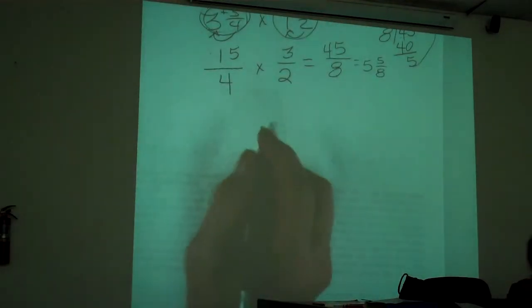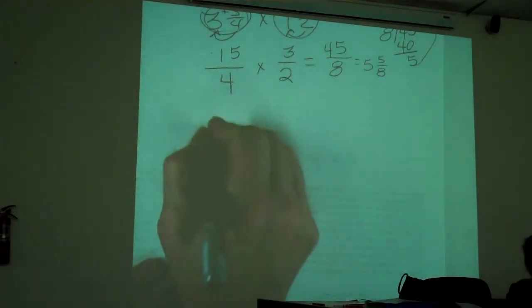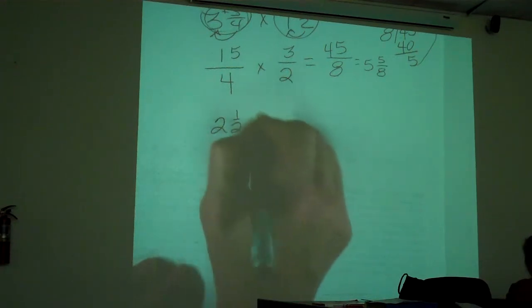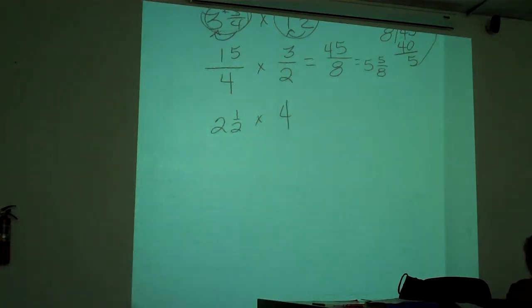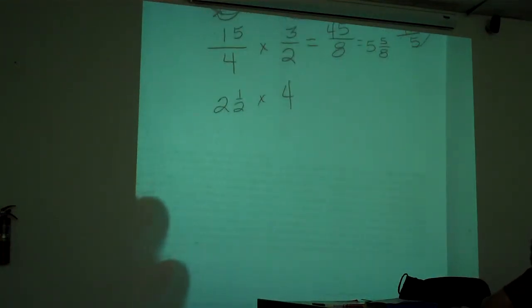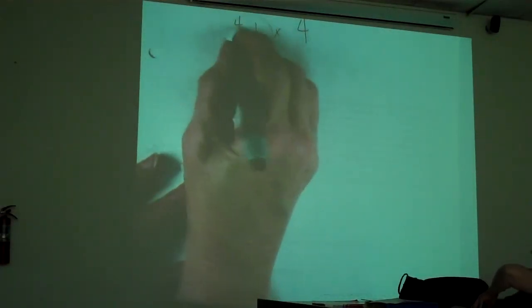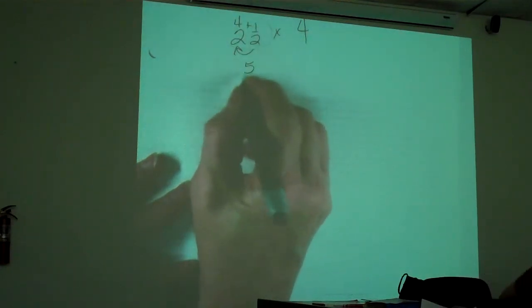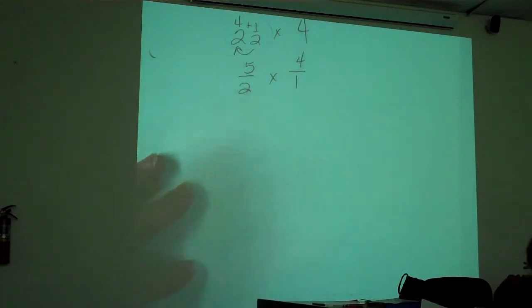Okay, let's do another one, like 2 1/2 times, let's do a whole number, times 4. They both need to be fractions before you can multiply. So let's turn that into an improper fraction. 2 times 2 is 4, plus 1 is 5. So 5 halves times 4 over 1.